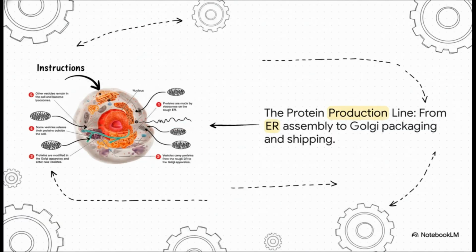And this is where you see the whole production line come together. It's just beautiful. Instructions come from the nucleus, they go to the ribosomes for assembly, and then the finished product heads over to the Golgi for sorting and shipping. It's an incredibly smooth, coordinated process that's happening trillions of times over in your body right this second.